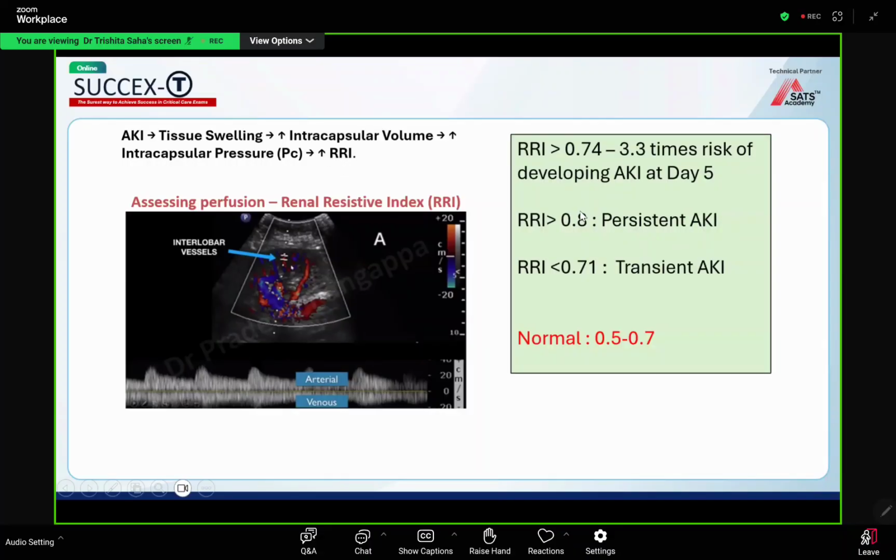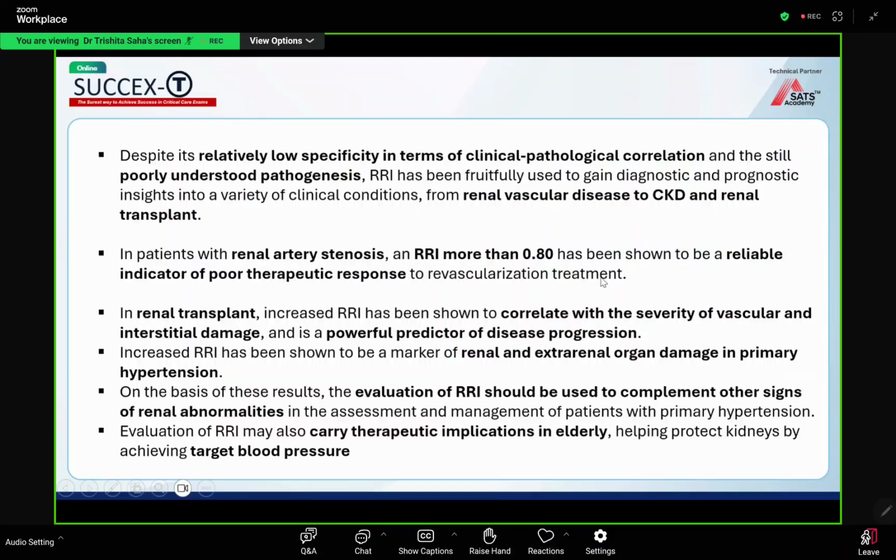Now, this table is important. You have to make a table and write what the normal value of RRI is. The normal value of RRI is 0.5 to 0.7. If the value is greater than 0.74, there is a 3.3 times risk of developing AKI at day 5. And if the value is more than 0.8, it shows persistent AKI. If the value is less than 0.71, it might indicate a transient AKI.